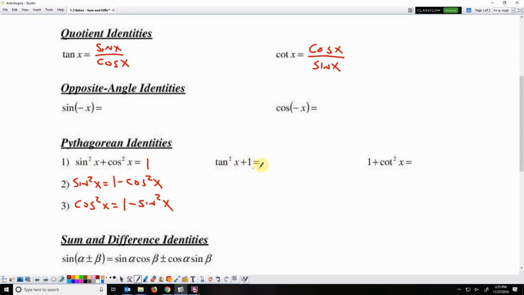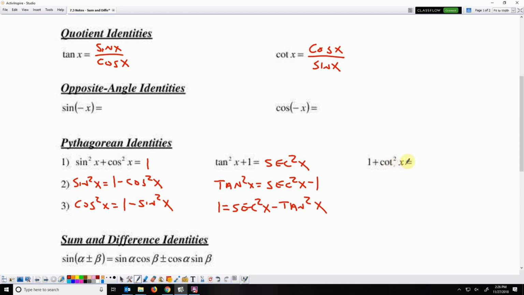Tangent squared x plus 1 is secant squared x. So if I solve for tangent squared x, I would get tangent squared x equals secant squared x minus 1. Or 1 equals secant squared x minus tangent squared x.